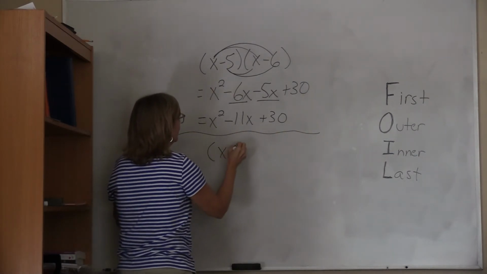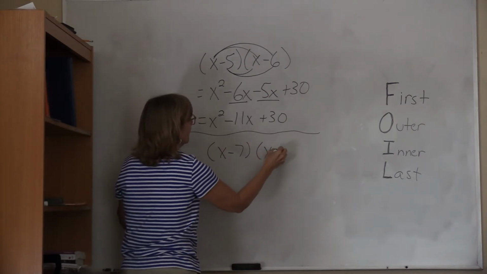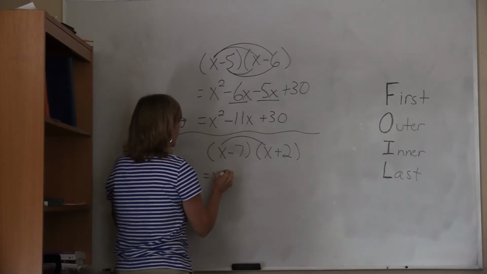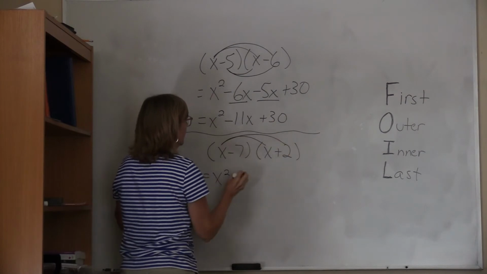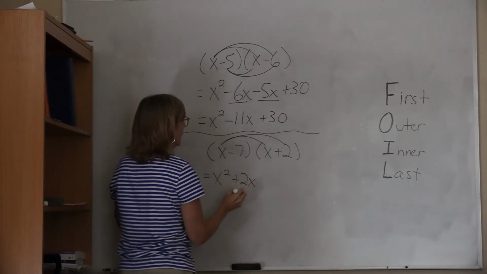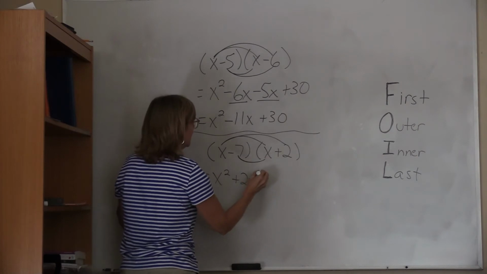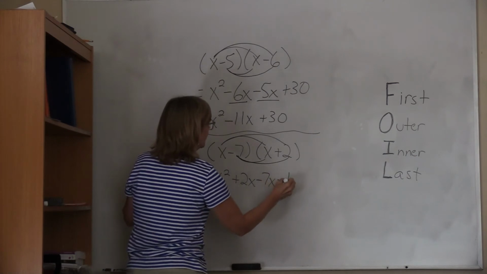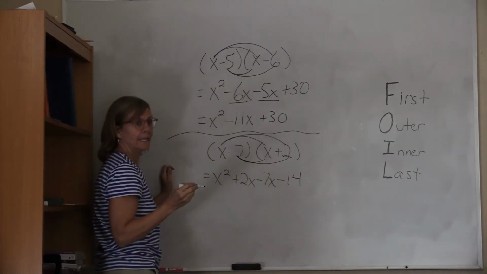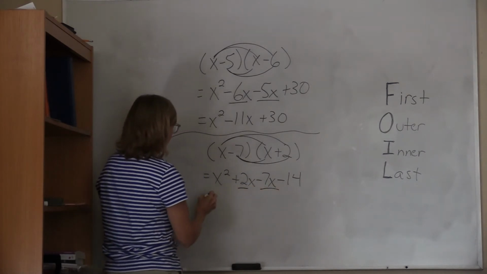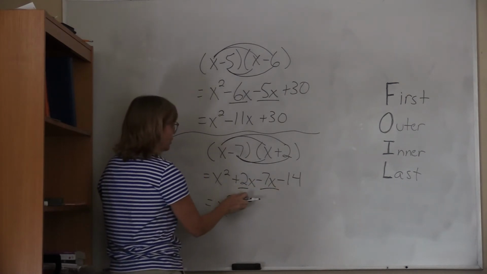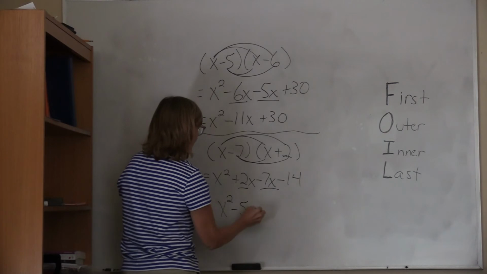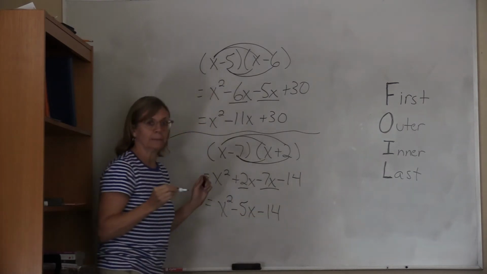X minus 7, x plus 2. First, x times x is x squared. Outer, 2 times x is plus 2x. Inner, negative 7 times x is minus 7x. And last, negative 7 times 2 is minus 14. Last step, combine like terms. X squared, 2x minus 7x is negative 5x, and then don't forget my minus 14.